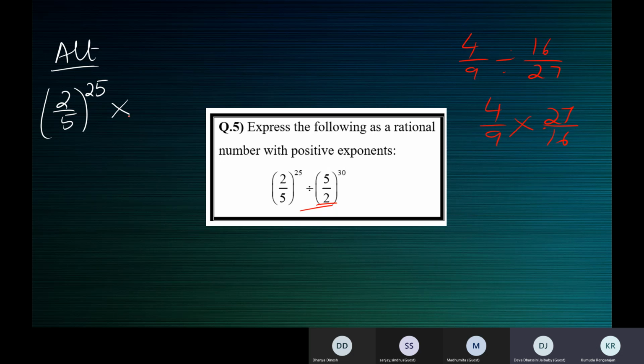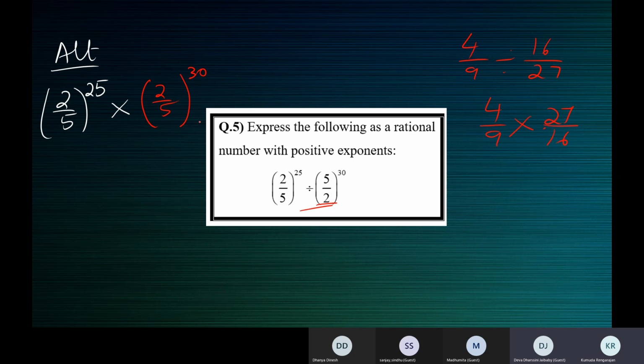So division becomes multiplication, and we need to write the reciprocal of the next term or the next expression. Not the equivalent. Reciprocal you'll have to write. Now tell me, how will you write the reciprocal? 2 by 5 to the power 30, ma'am. Yeah, reciprocal, change only one. We'll change the base, because only when we change the base to 2 by 5, the bases will be same. So 5 by 2 becomes 2 by 5. Write the power as it is. That means you have written the reciprocal.